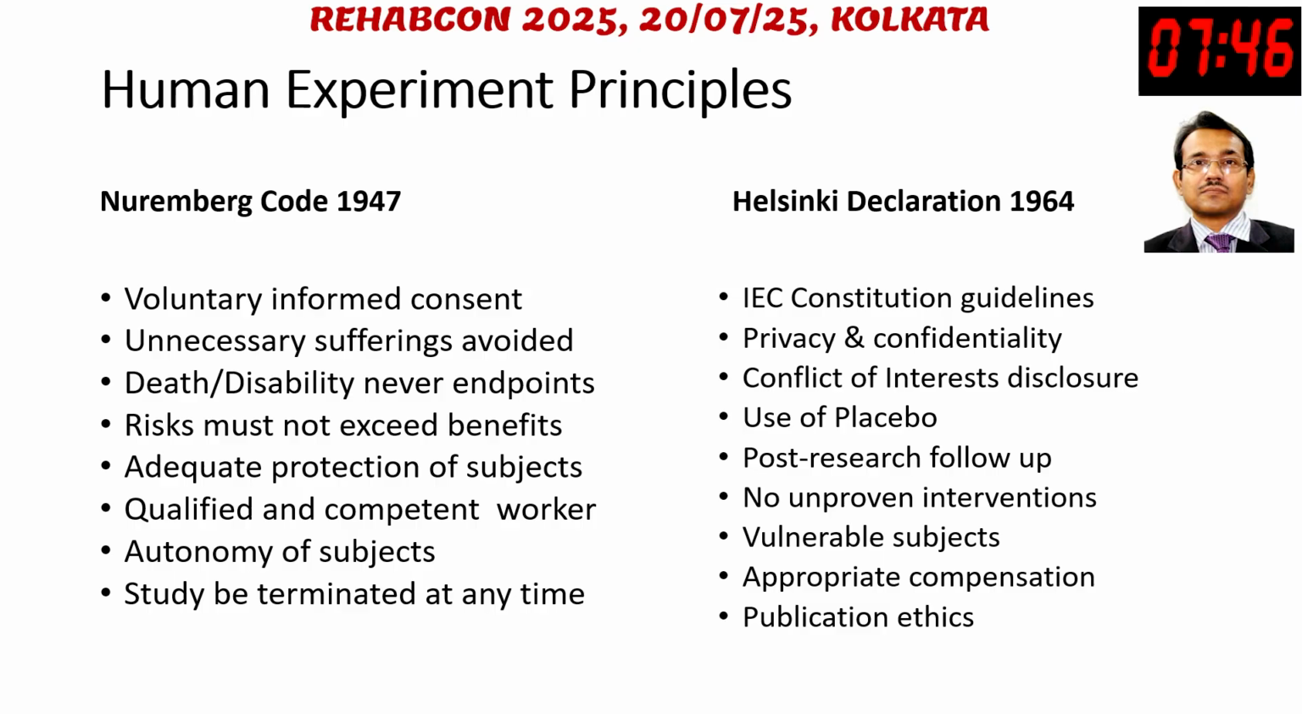So after the end of the Second World War, there was the Nuremberg trial. In the Nuremberg trial, they said these persons should be prosecuted and this is unethical and this should not be repeated again. So they formed a Nuremberg Code. What are they? Voluntary informed consent. Next, unnecessary suffering should be avoided. Death and disability should never be an end point.